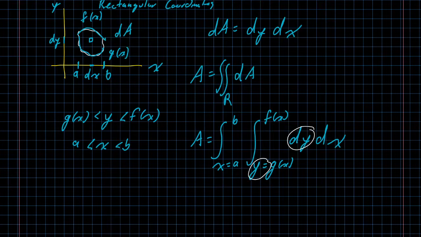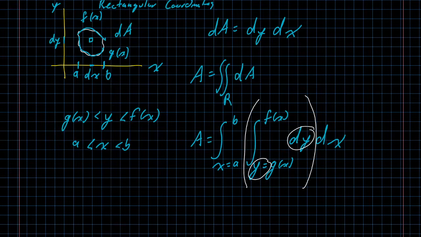When you set up an iterated integral like this, it's important to pay attention to the order of your integration. What I want to think of here is that I have an integral. Y goes from g of x to f of x integrated with respect to y. And then once I've completed that integral, I will have another outer integral. X goes from a to b, integral of this thing dx.